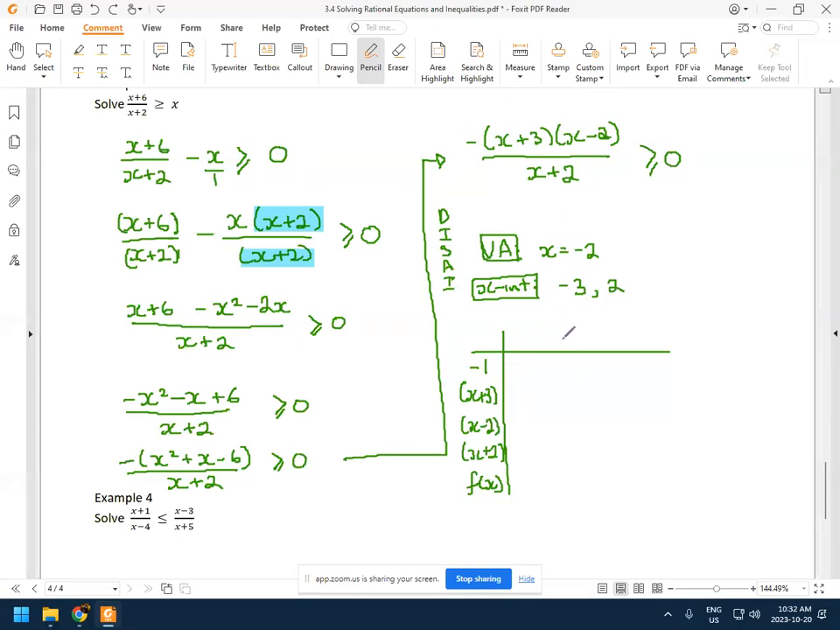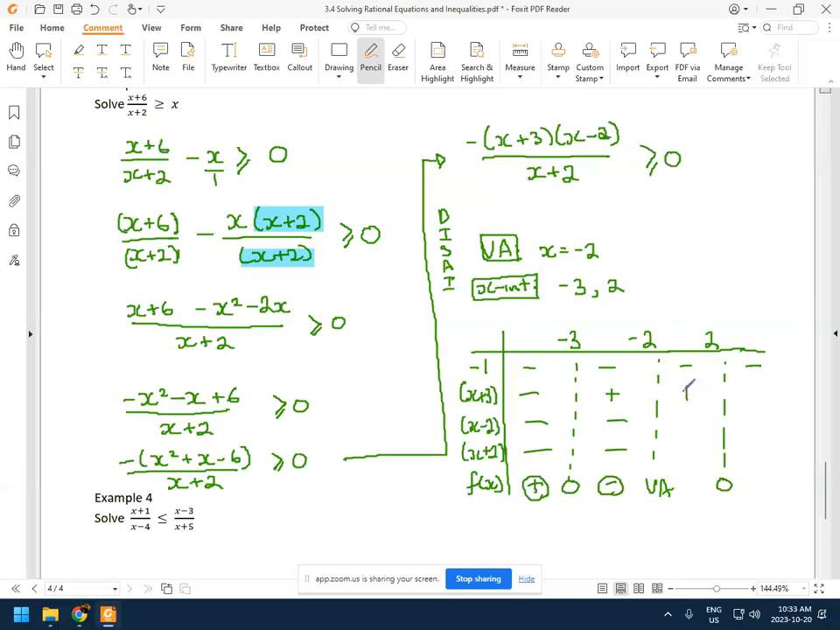So what are my, in numerical order, we have negative 3, negative 2, then a positive 2, and away we go. Minus, minus, minus, minus, and I should remind myself my negative 3 is a 0, my negative 2 is a VA, and my 2 is a 0. Negative, negative, negative, positive, positive, negative, negative, negative. Positive, negative, positive, positive, positive, positive, positive.